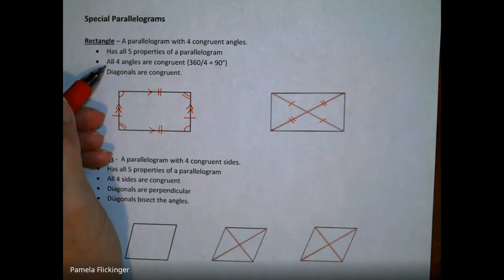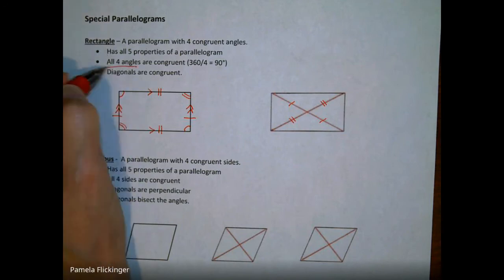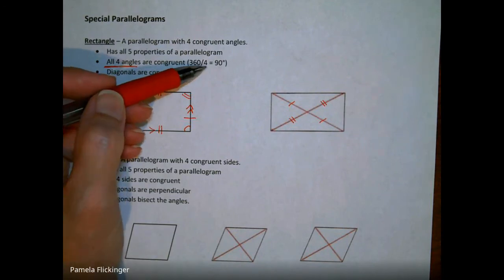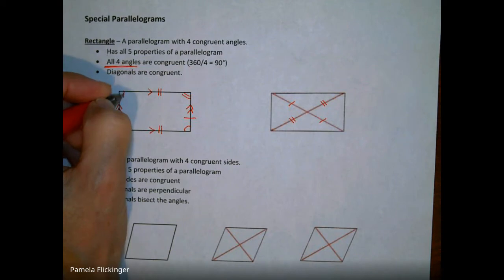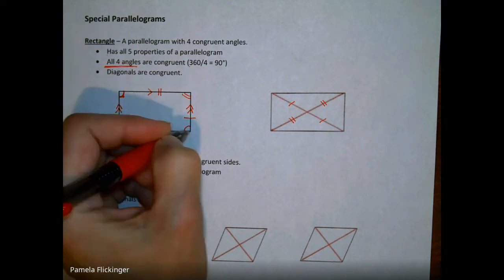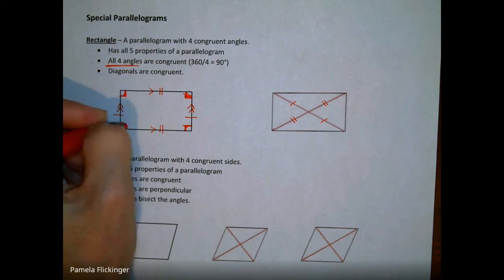But in addition to that, not only are the opposite angles congruent, but all 4 of them are, which means if we take 360, which is the sum of a quadrilateral, and divide it evenly by 4, I'm going to turn all these arcs into right angles. All right, so they will always be 90 degrees.